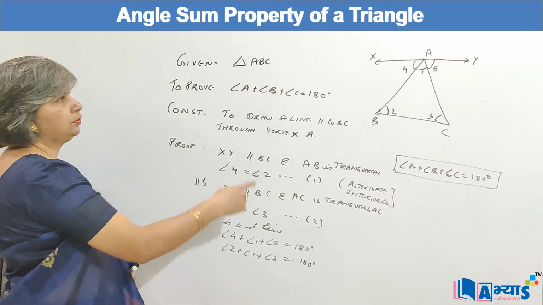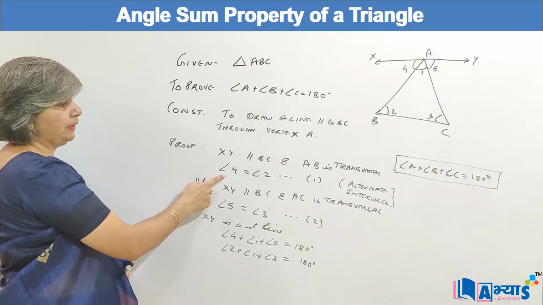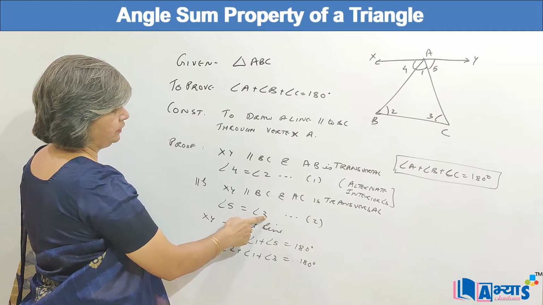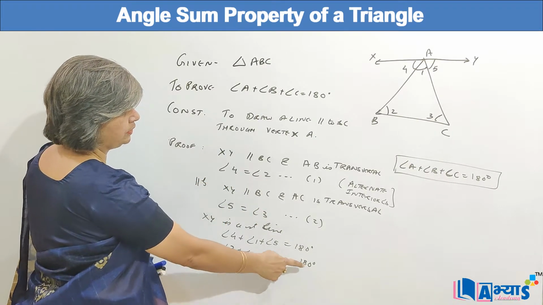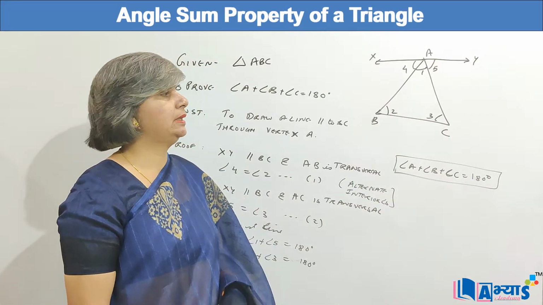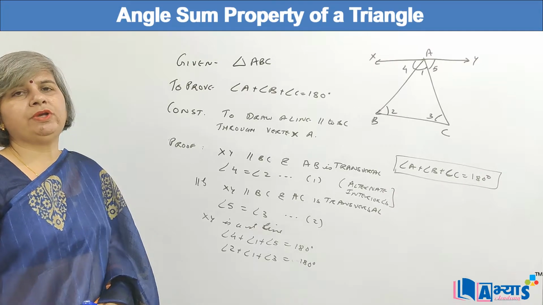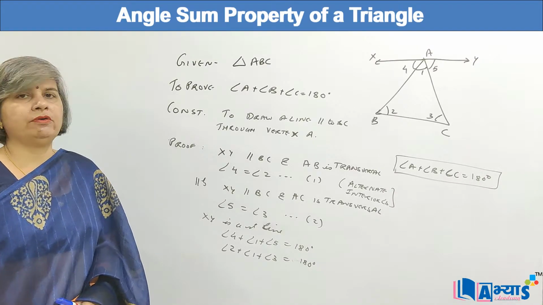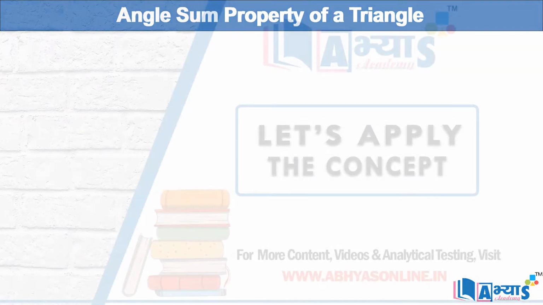So now we have substituted the value of 4, we have replaced 4 with 2 and 5 with 3, so we get 2 plus 1 plus 3 is 180 degrees, or we can say angle A plus angle B plus angle C is 180 degrees. Hence we have proved that the sum of angles of a triangle is 180 degrees.